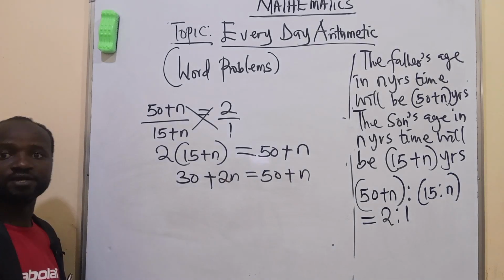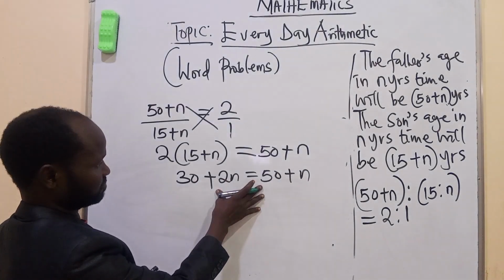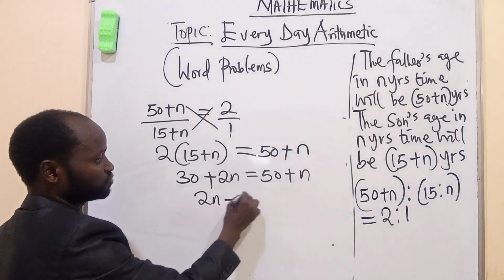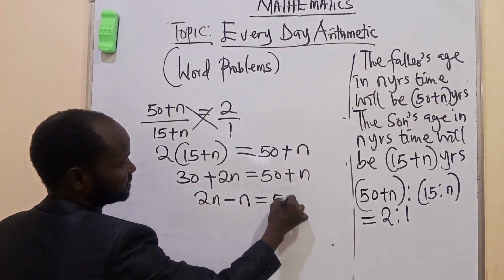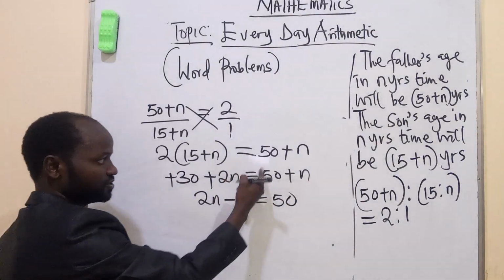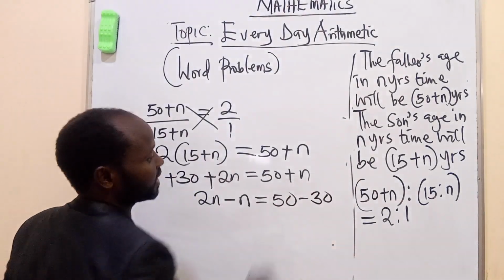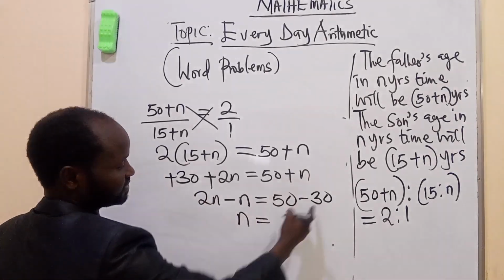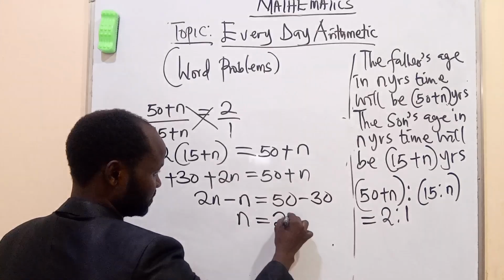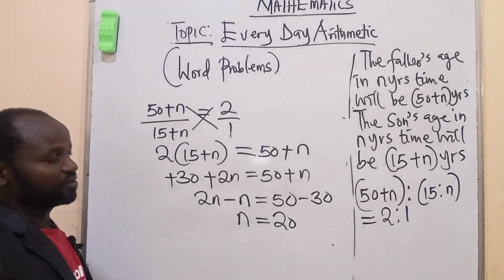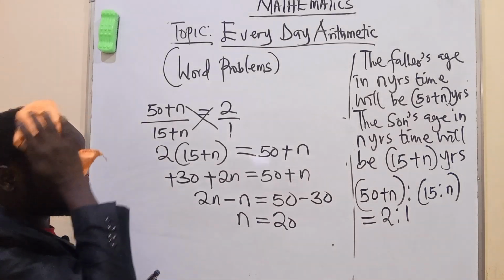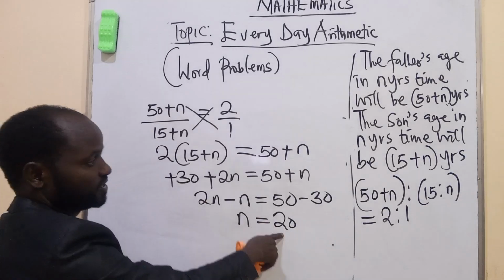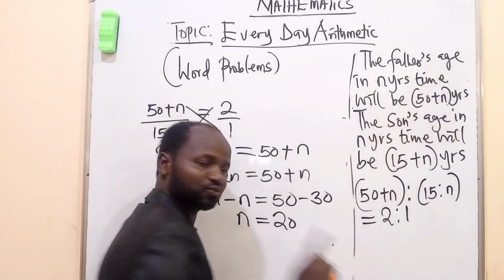Our aim is to find n. Let's collect like terms at this point. We can say 2n minus this plus n, crossing the equal sign, it will be minus n, will be equal to 50. This is plus 30. Crossing this equal sign, it will turn to be minus 30. 2n minus n will be n. Then 50 minus 30 will be 20. So, in how many years' time will the ratio of their ages be 2 ratio 1? It means in 20 years' time, the ratio of their ages will be 2 is to 1.